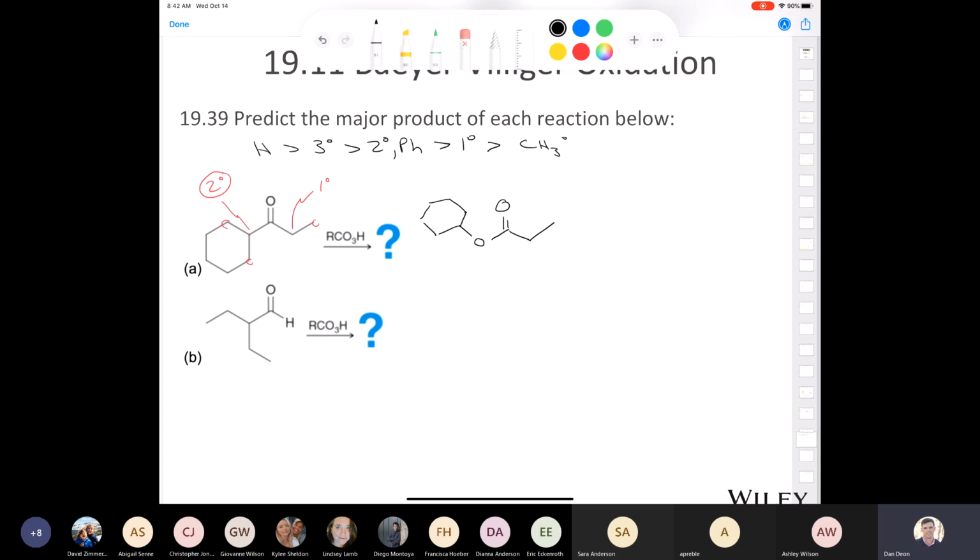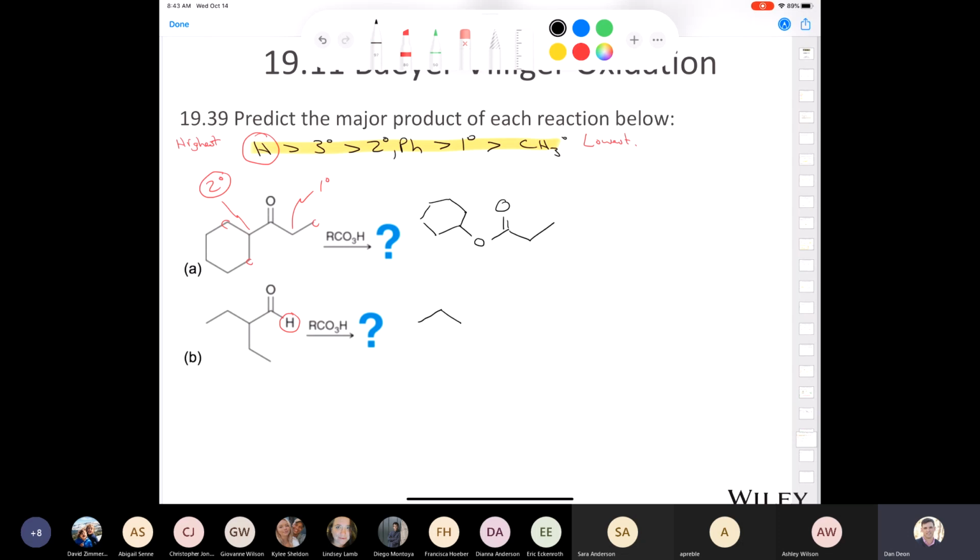Can anybody tell me what functional group we'll get in B? Will we get a carboxylic acid or an ester in the next one? Not a trick question. This guy hates trick questions. The answer is a carboxylic acid, right? Because the hydrogen atom has the highest migratory aptitude. Since on this side we have a hydrogen, it's the king of the castle, so the oxygen is going to insert on that side, and we end up with a carboxylic acid.